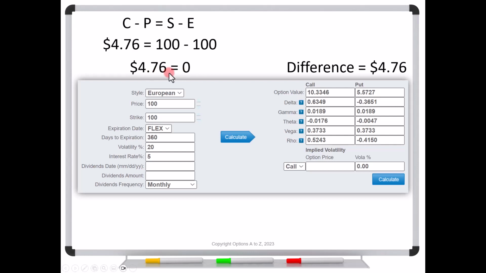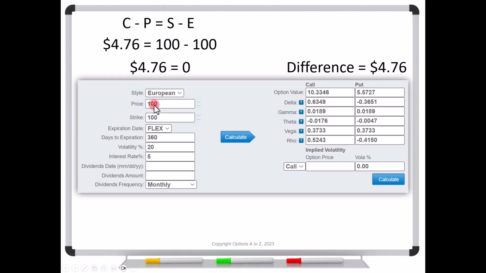Why is there a discrepancy? Because we didn't account for the interest rate up here. If we did account for it, we would come up with exactly 0. So this is a way that we can back into it and say that the reason for this discrepancy is because we didn't account for the interest rate. But again, that's the thing that was unknown. So we know that the market is using 4.76 for the present value of the interest rate.